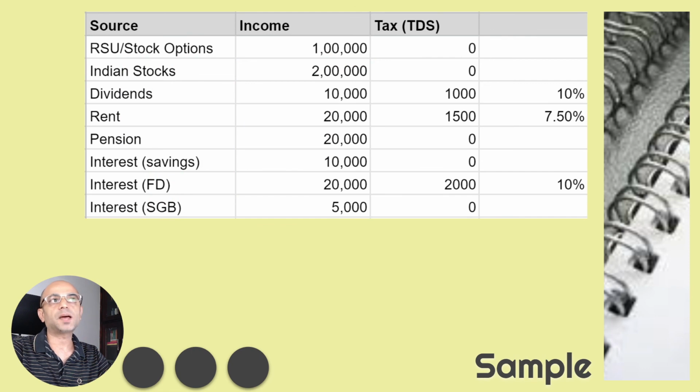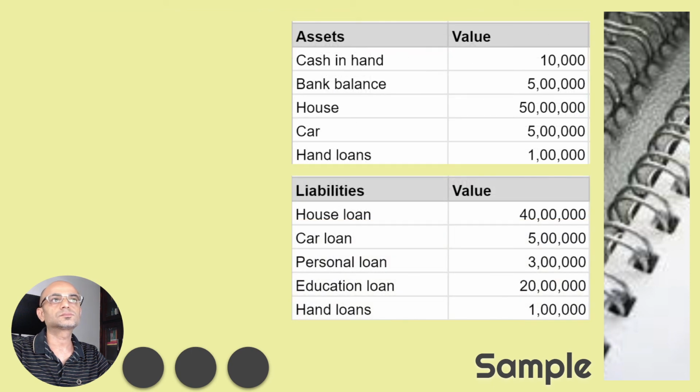This is a sample of how it looks if you try to track these things in a Google spreadsheet. And the assets and liabilities.